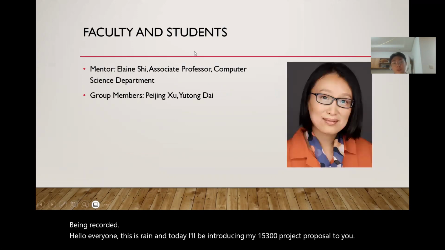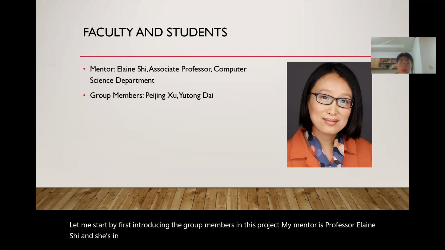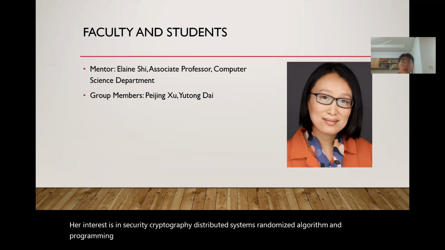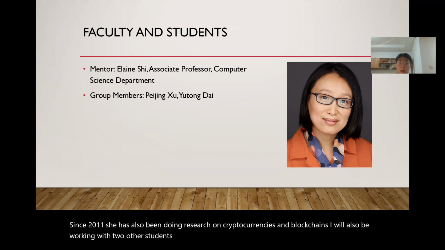Let me start by first introducing the group members in this project. My mentor is Professor Elaine Shi, and she's an associate professor in the computer science department. Her interests are in security, cryptography, distributed systems, randomized algorithms, and programming languages. Since 2011, she has also been doing research on cryptocurrencies and blockchains. I'll also be working with two other students from 15300, Mike and Marcia, and we'll collaborate while making our distinct and significant technical contribution in the project.